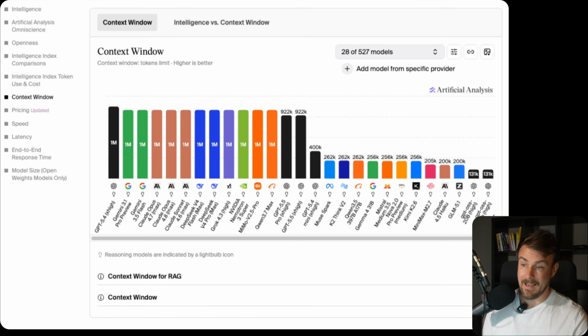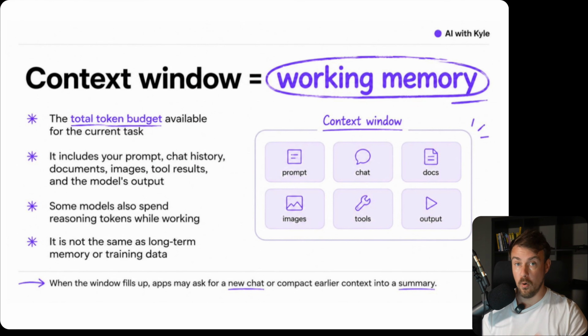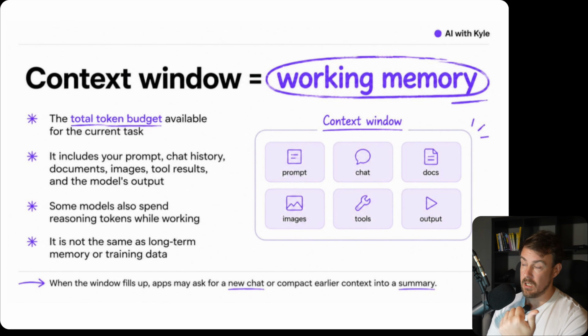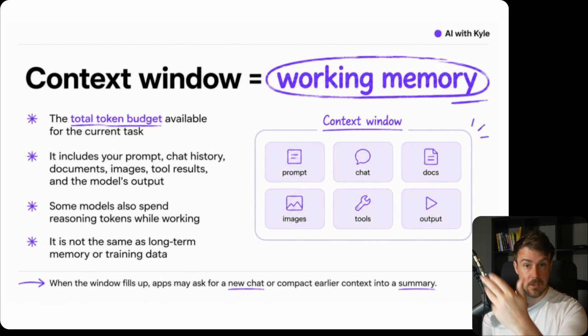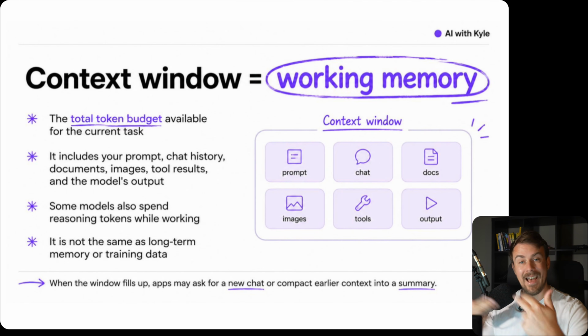This is important because it allows our model to deal with more. It's the total token budget available for the current task. This is not just your inputs, but it's also any documents you give it. It is any images, which are then converted into tokens. It is chat history. It's any tool use. So if it goes off and does searches or researches for you, that is all going to be eating into your budget. And it's going to be the outputs as well, which use output tokens.